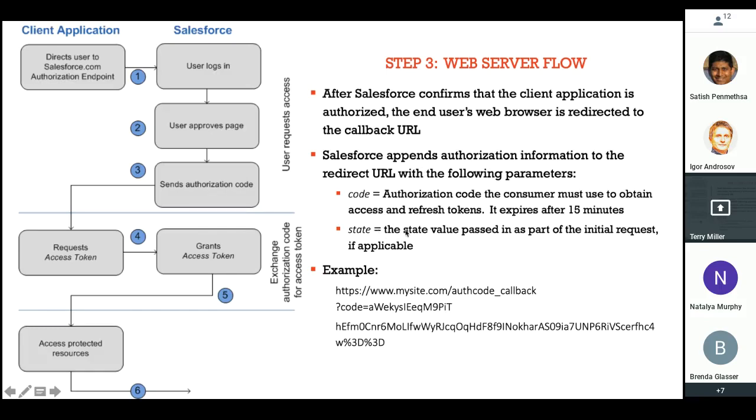Then the state value is passed as part of the initial request, if applicable. And I don't remember exactly what that state represented. That state is basically used for security. It's supposed to be like another unguessable kind of cryptic string, and it's used when you make the request to the authorization server. It sends the state back to you, and it's kind of verification for you that the information's coming where you expect it to come from. Okay. It's an extra layer of security, optional, but highly recommended.